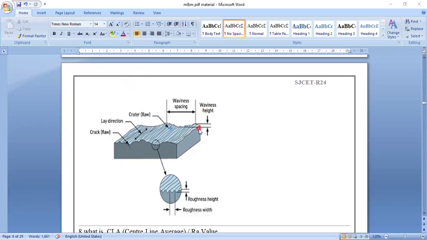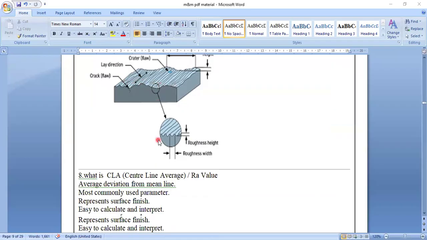So here you can see this is the surface. If you study it under the microscope, some layers and parallel lines are there. This is the waviness height, and there is waviness spacing. So these are the waviness marks, the ups and downs in the surface, which we can see under a microscope.